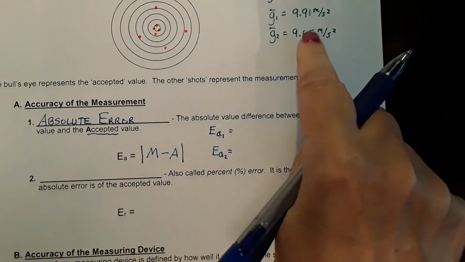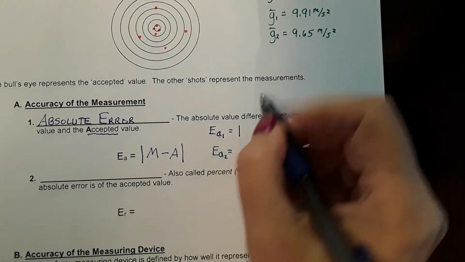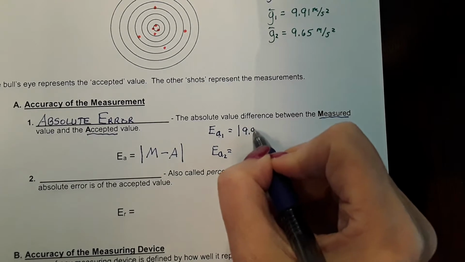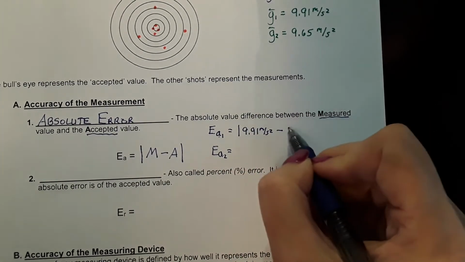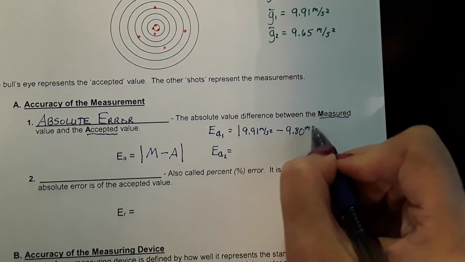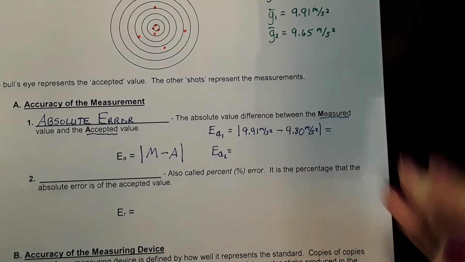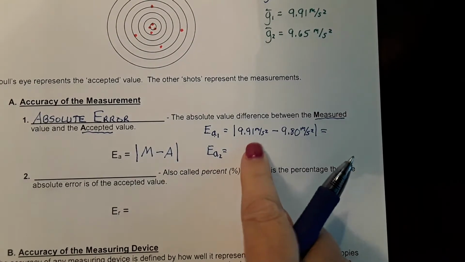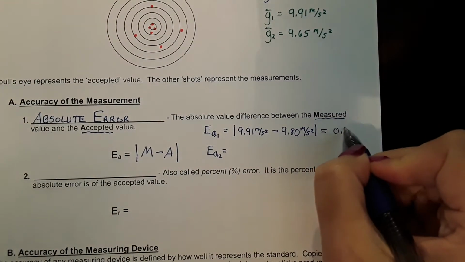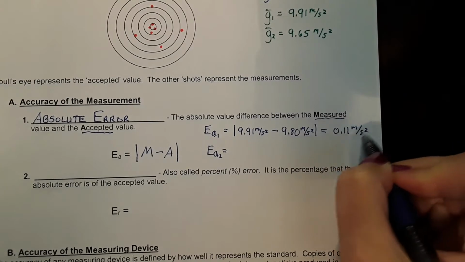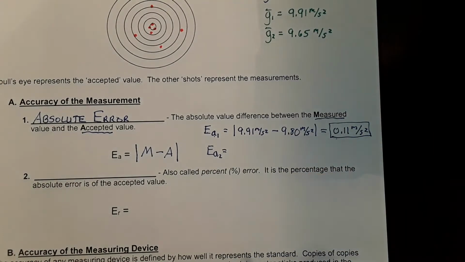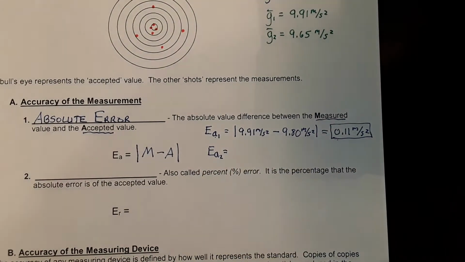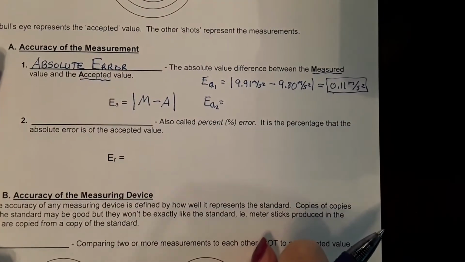Now, in order to do this, we would take the first measurement, 9.91. We would subtract the accepted value. And as you can see, if you subtract, you're going to get 0.11 meter per second squared difference between the two. Okay? And if you want, you can go ahead and do it with the second, but I think that's probably a fairly clear example right there.